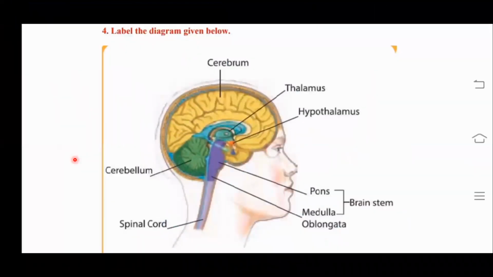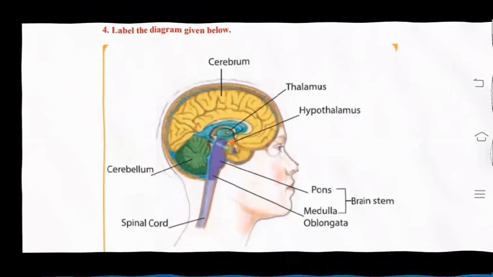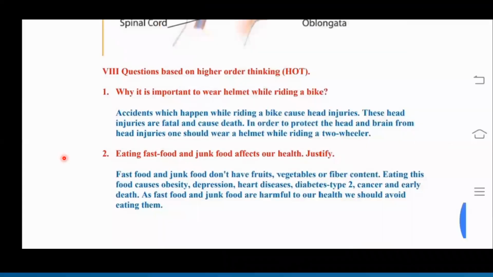See, label the diagram given below. They will give the diagram. We want to label the parts. This is cerebellum. This is spinal cord, and this is cerebrum. Thalamus, hypothalamus. This is pons, medulla oblongata, brain stem. So we can see HOTS questions. HOTS means higher order thinking skills.